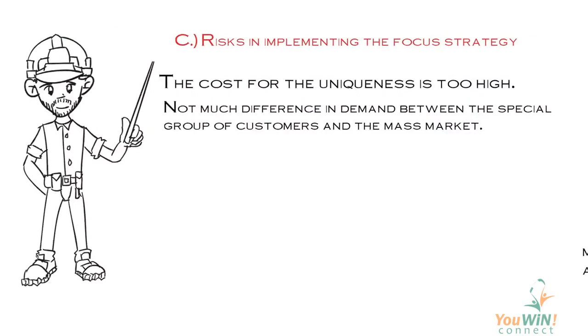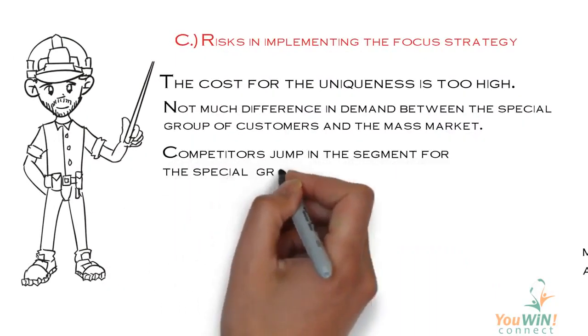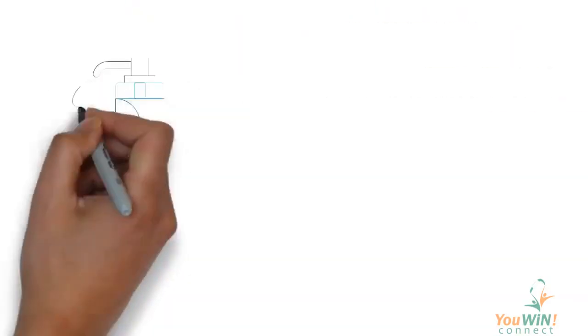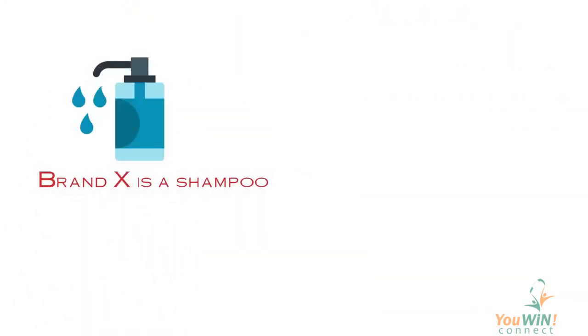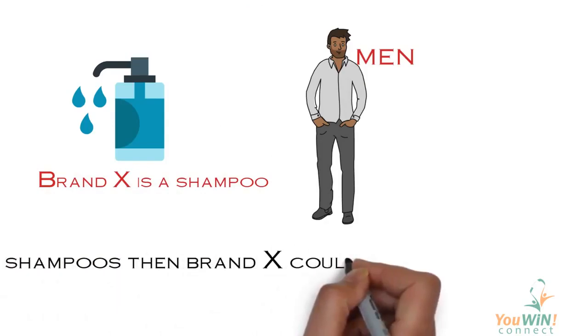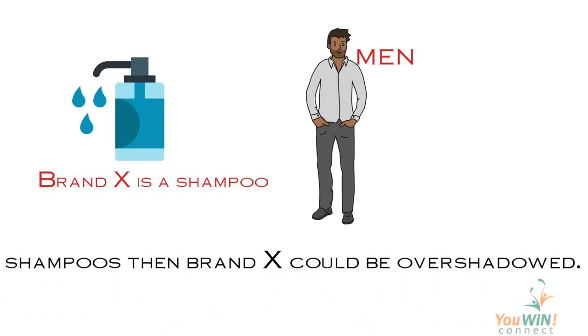Another risk really is around competitors' jump in the segment for the special group of customers. When brand X is a shampoo for men, if other producers introduce anti-dandruff moisturizer shampoos, then brand X could be overshadowed. So it is important that you also understand the risk associated with each of these competition strategy.